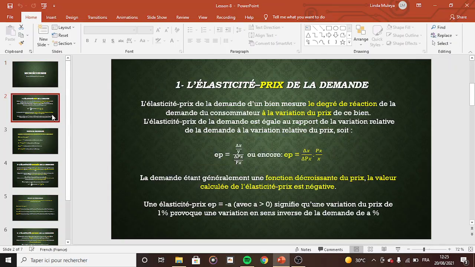The first thing that we're going to look at is the élasticité prix de la demande, the price elasticity. So according to the first paragraph we have here, l'élasticité prix de la demande d'un bien mesure le degré de réaction de la demande du consommateur à la variation du prix de ce bien. L'élasticité prix de la demande est égale au rapport de la variation relative de la demande à la variation relative du prix.